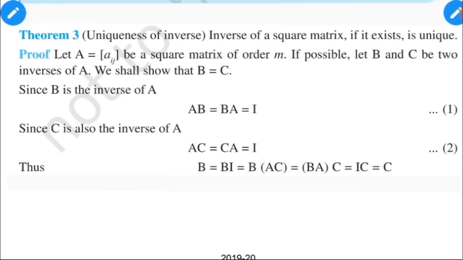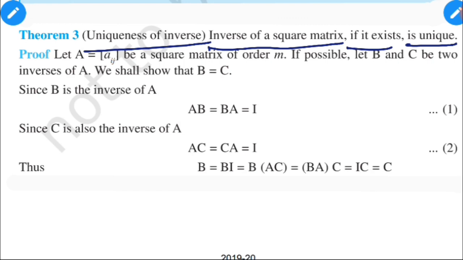Now we have two theorems on invertible matrices. First theorem, uniqueness of inverse. What does the theorem say? The inverse of a square matrix, if it exists, is unique. That is, a square matrix has only one inverse if it exists.